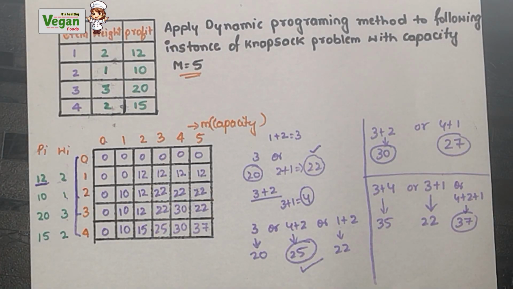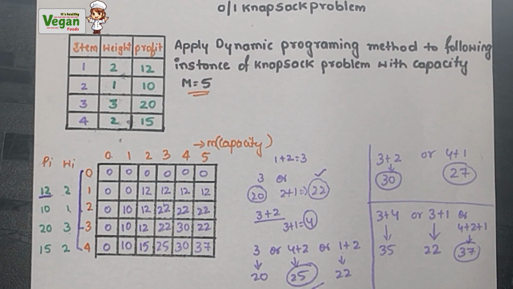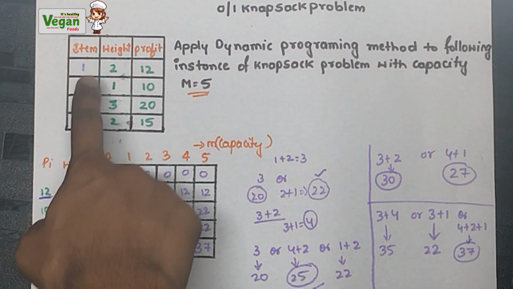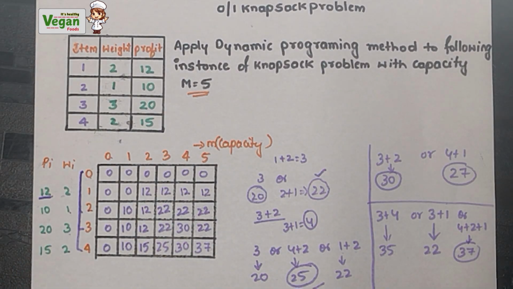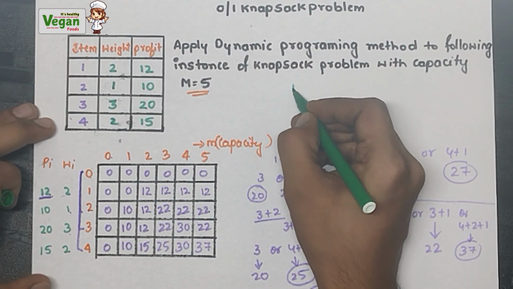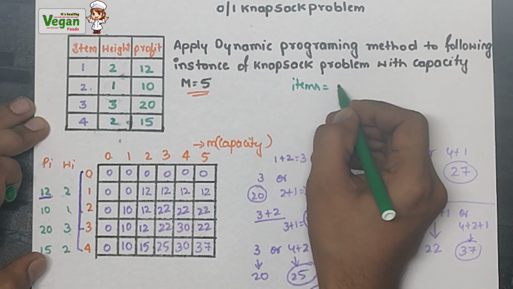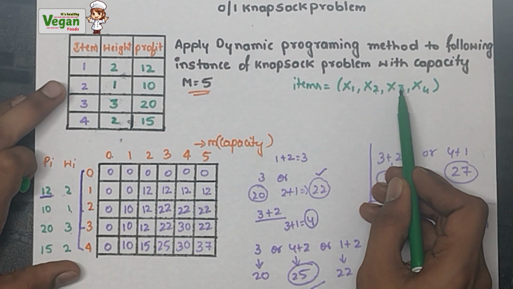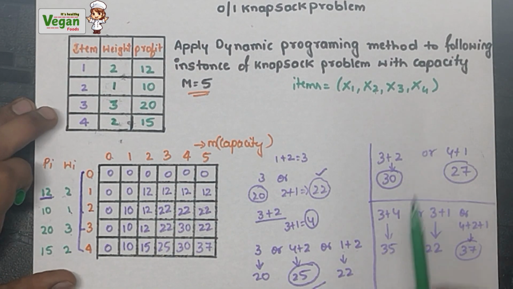So I earlier said that this is the 0-1 knapsack problem. You should keep the output in the zeros and ones. Now what are the items we have used? 1, 2, 3, 4. 4 items we have used. So I will write items as x1 is the first item, x2 is second item, x3 is third item, x4 is fourth item.